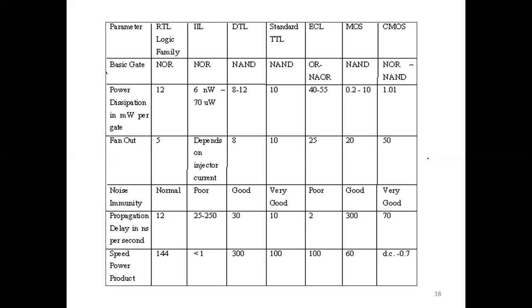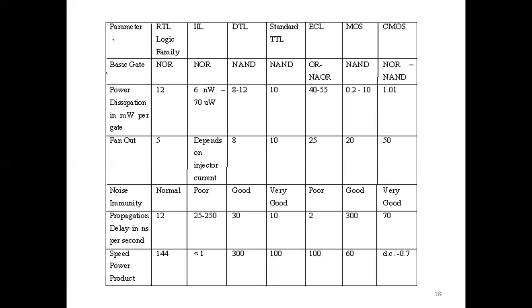Okay. Next ECL. Then we will see the MOS gates. The basic gate will be NAND, power dissipation will be 0.2 to 10. Fan out will be 20. Noise immunity will be good. Propagation delay will be 300. Speed power product will be 60.